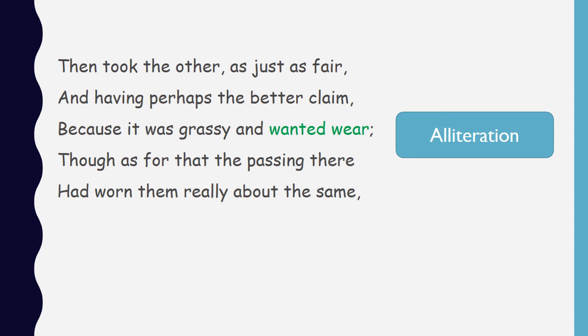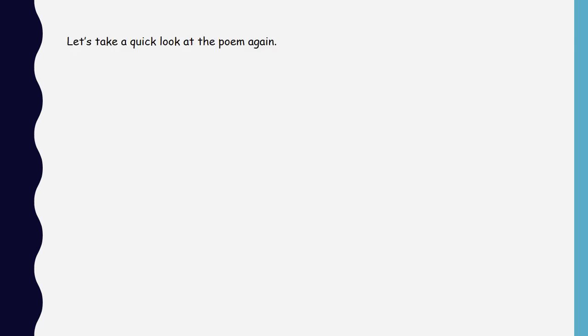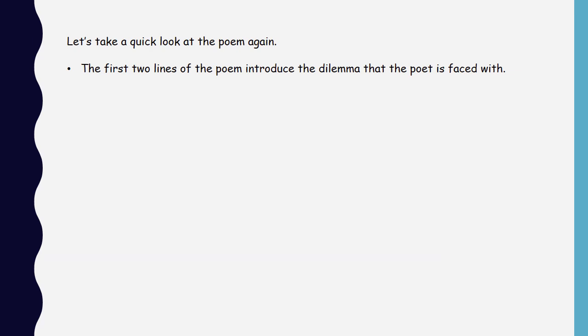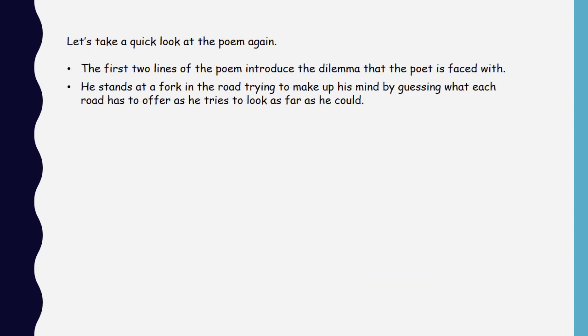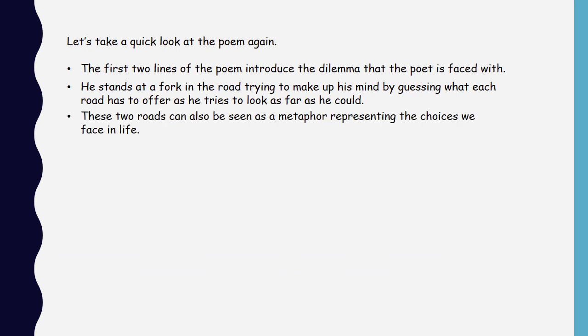Time to take a quick look. The first two lines of the poem introduce the dilemma that the poet is faced with, and he stands at a fork in the road trying to make up his mind by guessing what each road has to offer as he tries to look as far as he could. These two roads can also be seen as a metaphor representing the choices we face in life.